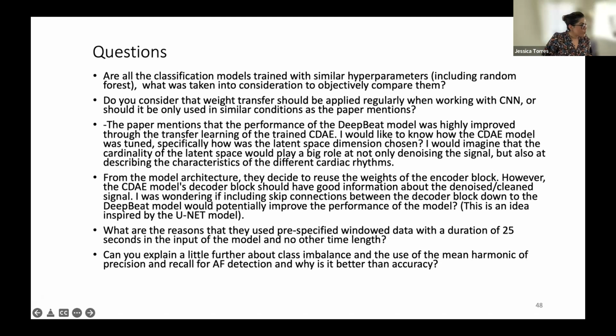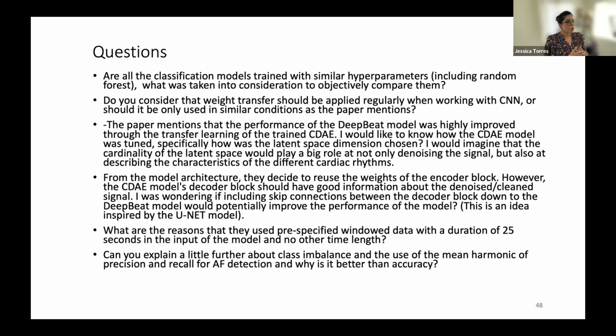Okay, so the next one is, the paper mentions the performance of DeepBeat is improved through convolutional denoising autoencoders. I would like to know how the convolutional denoising autoencoder model was tuned. Specifically, how was the latent space chosen? I would imagine that the cardinality of the latent space.